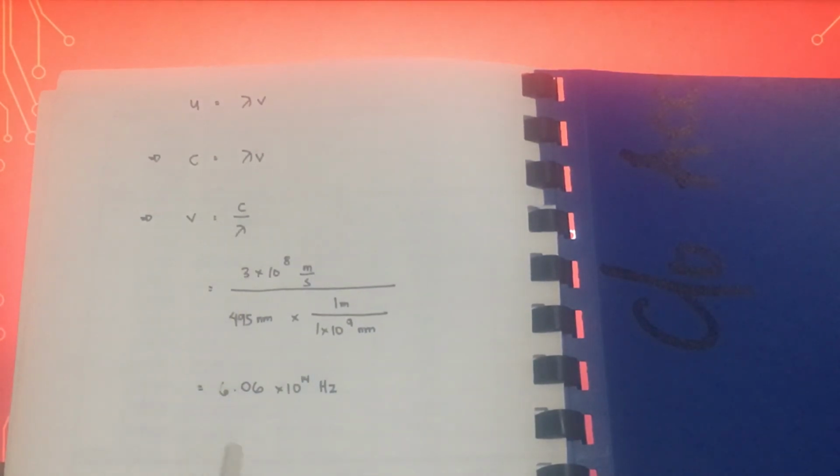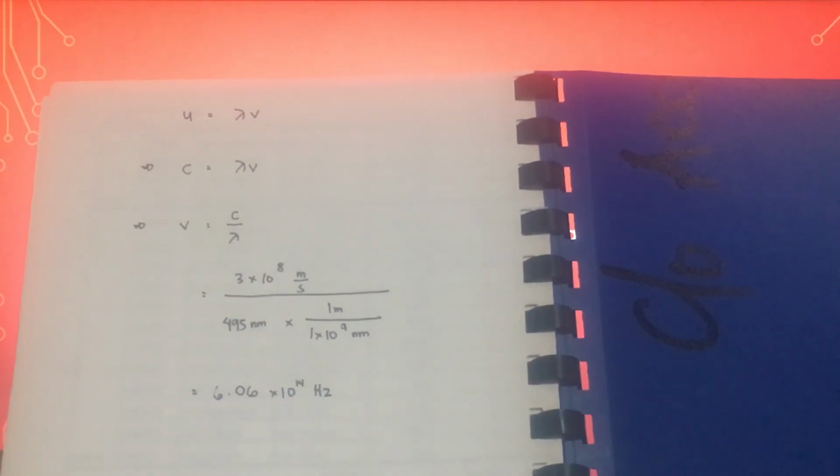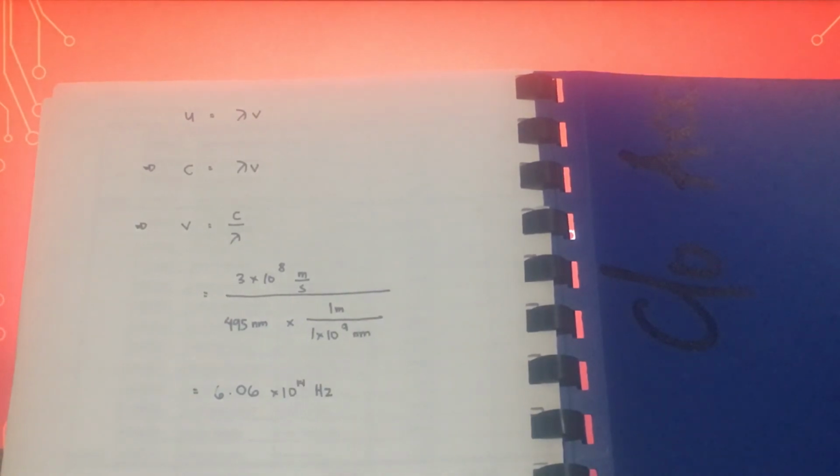Our lambda, the wavelength, is 495 nanometers. Meters and nanometers we cannot exactly cancel, so first we need to convert nanometers into meters by using the conversion factor, 1 meter is to 1 times 10 to the 9 nanometers. Plugging into the calculator, we get 6.06 times 10 to the 14 per second, or hertz.